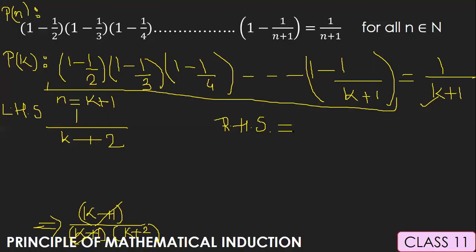So your RHS would be 1 upon, in place of n you need to put k plus 1. So it would be 1 upon k plus 1 plus 1. That would be 1 upon k plus 2. So as you could see, LHS equal to RHS. That means it is true for all values of n, right? Since it is true for n is equal to k plus 1 and n is equal to 1, right?